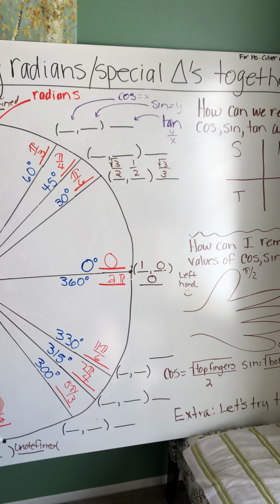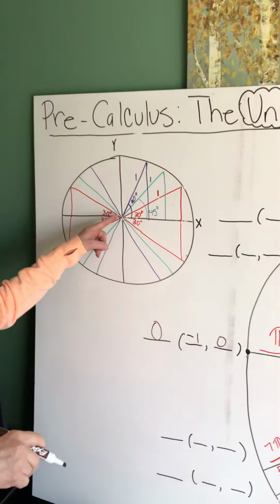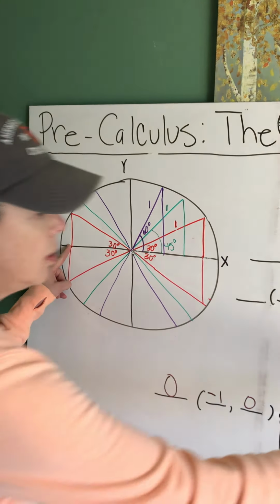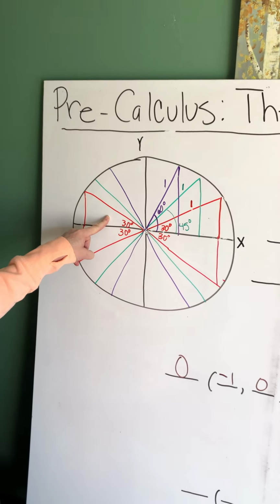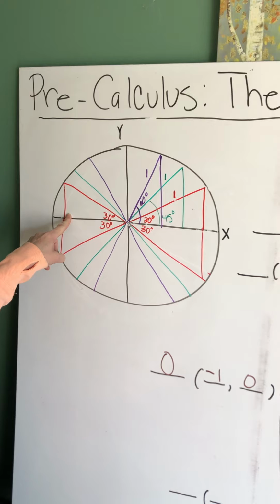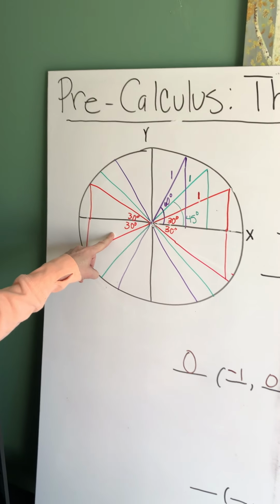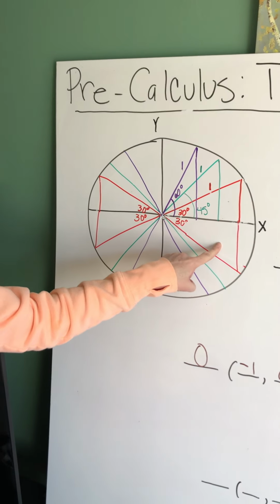We already did that. Let's go back to this little circle here. Do you see in the second quadrant, right here at 150, isn't that also the same triangle, but in a different quadrant, 30, 60, 90? And in the third quadrant, isn't that the same triangle at 210? And in the fourth?